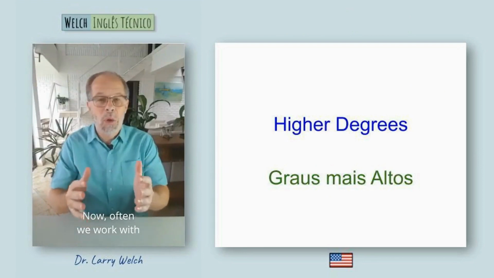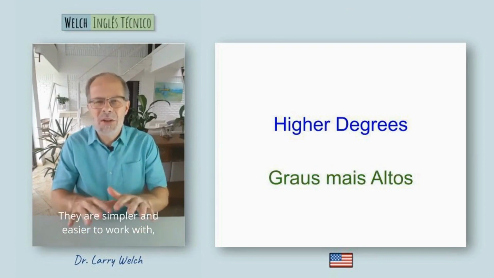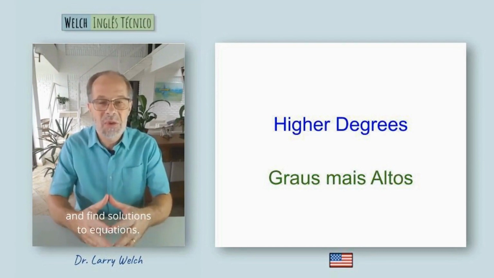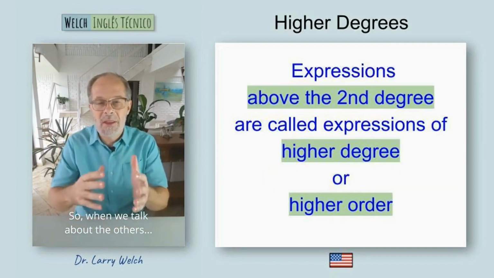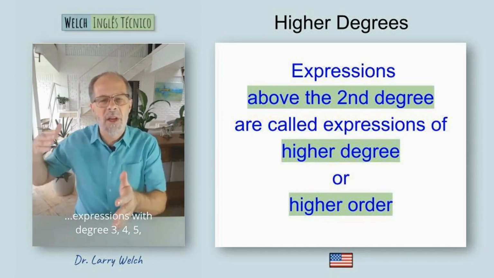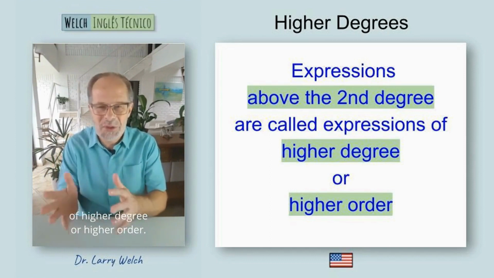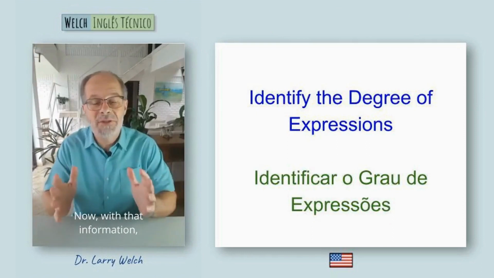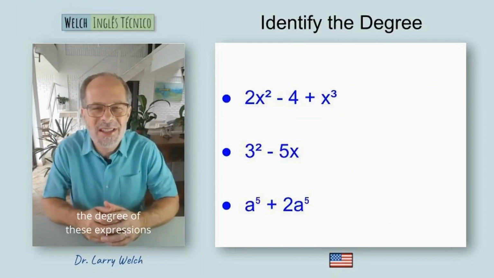Now, often we work with expressions of degree 1 and 2. They are simpler and easier to work with and find solutions to equations. So when we talk about the others, expressions with degree 3, 4, 5, and beyond, we often call them expressions of higher degree or higher order. Now, with that information, let's identify the degree of these expressions.